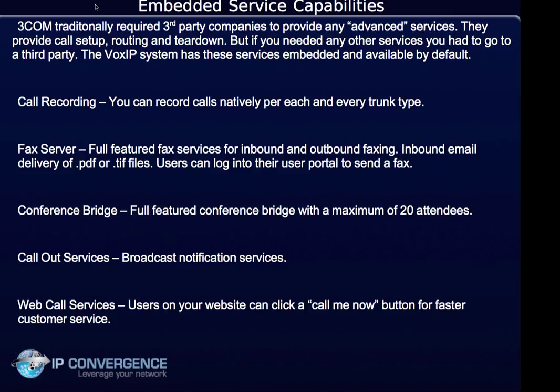Another thing with the old 3Com platform, traditionally, the phone system was there just to do, like I said, call setup, call routing, call teardown. And if you needed any other advanced services, you had to go to a third party. Well, now the VoxIP has all these advanced systems built into it by default. You can see we have call recording. It's natively in the system, and it supports all of your trunks. Some of the third-party companies only did digital, some only did analog. Well, now you can do anything from SIP trunks, cellular gateways, Google APIs. We can record anything. We have a full fax server that has all the inbound and outbound routing.